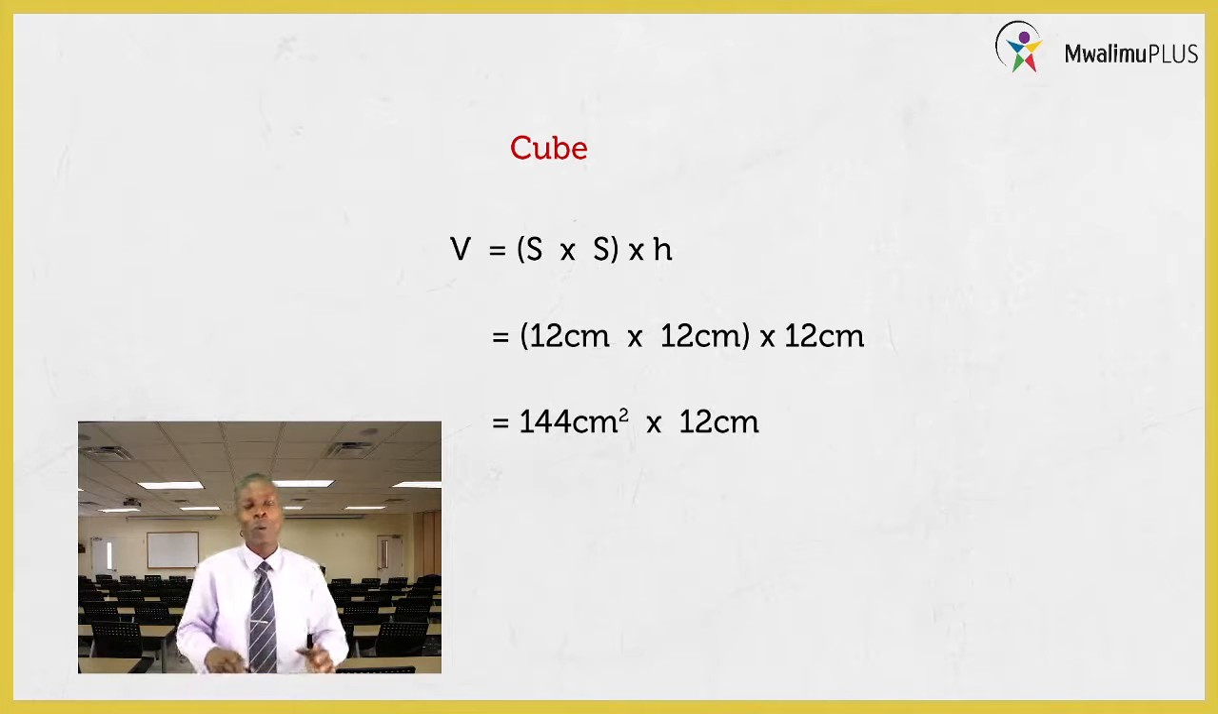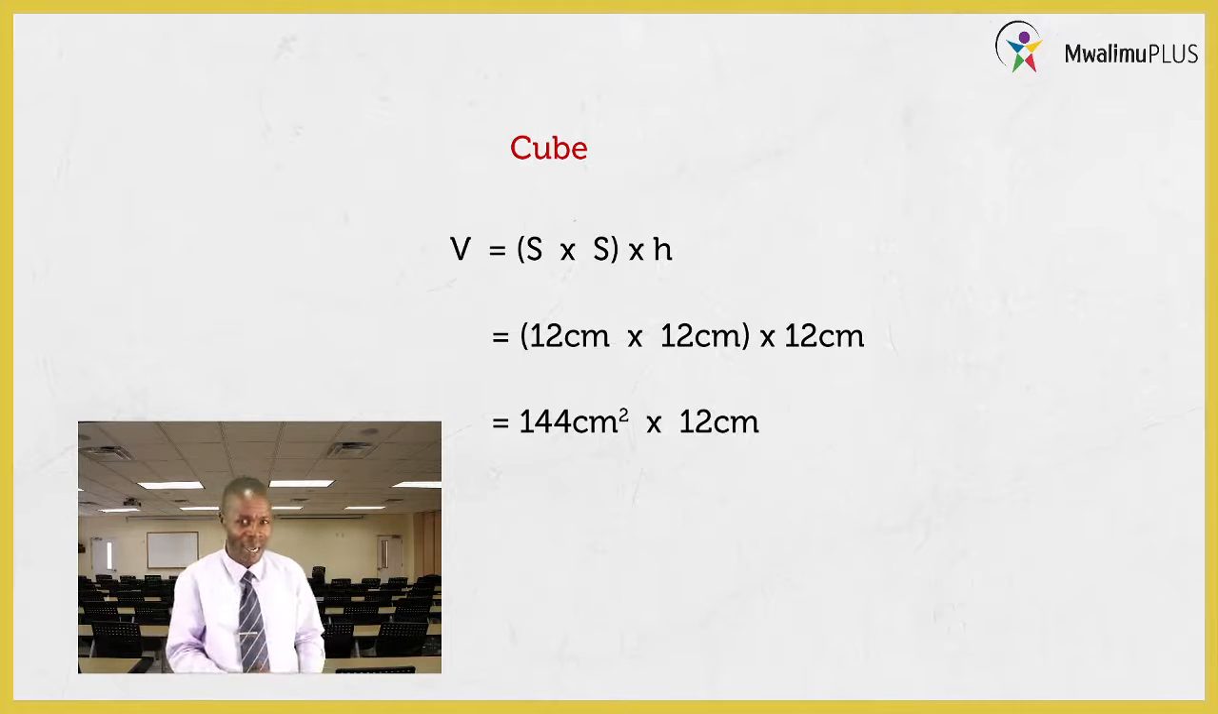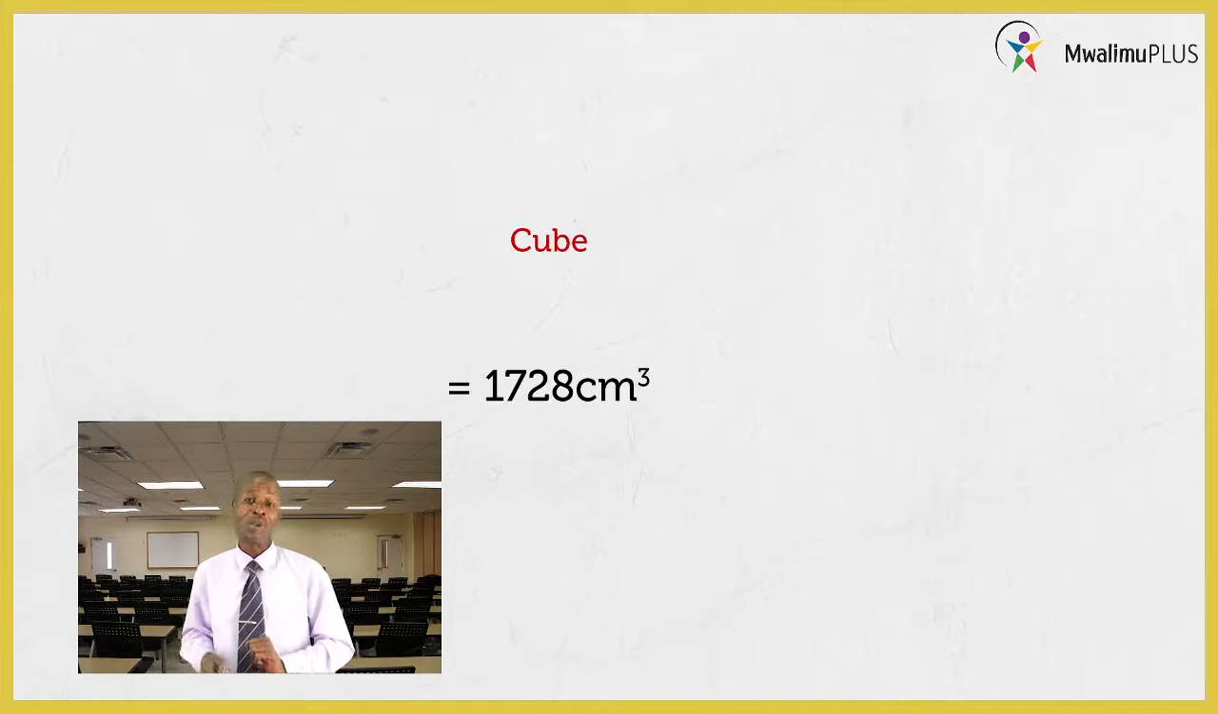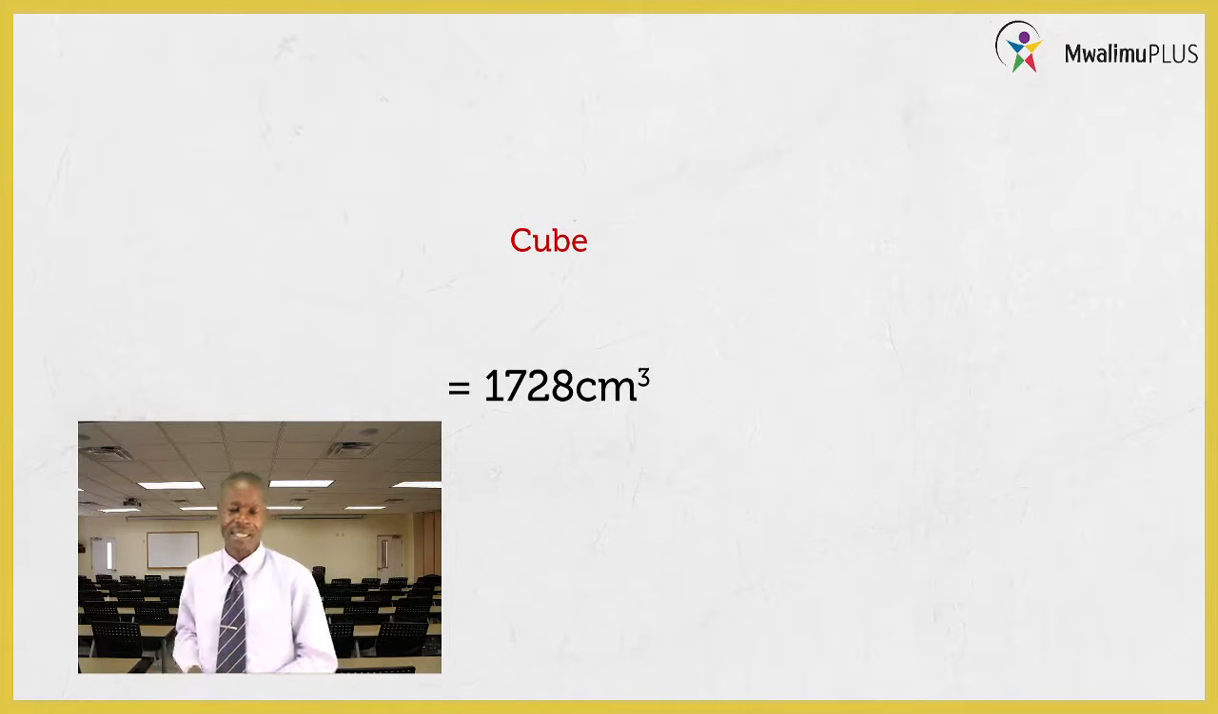Of course, the same, 12 centimeters. So here we have 144 square centimeters multiplied by 12 centimeters. Now, what is 144 times 12? You multiply the usual way, that is vertically, 144 times 12. And what do you get if your working is right? You'll get 1,728 cubic centimeters. Now, 1,728 cubic centimeters is the volume of the cube.